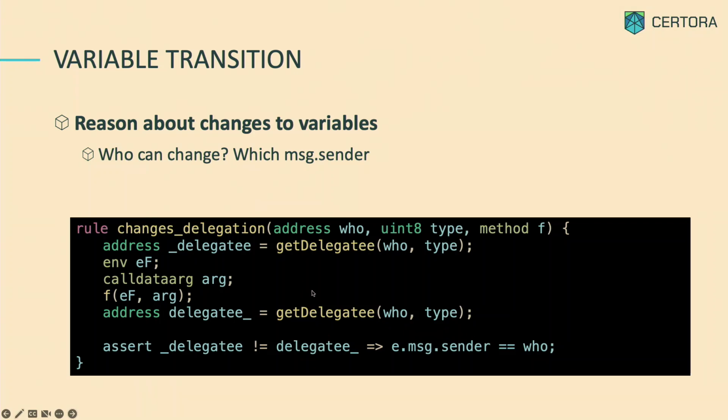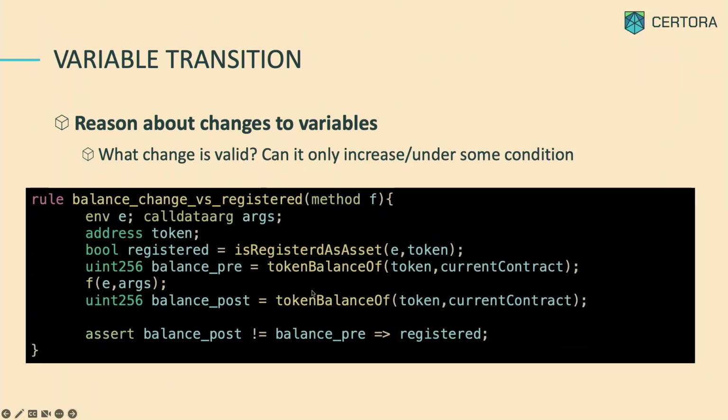And then we can also ask ourselves, what change is valid? Can it only increase? Can it only decrease? Is it under some kind of condition that it might change? So here is an example of a rule where we check the balance in some token, an arbitrary token, of the current contract. Okay, current contract is the contract under test, the main Solidity contract we are analyzing.